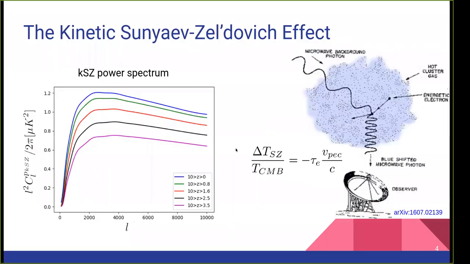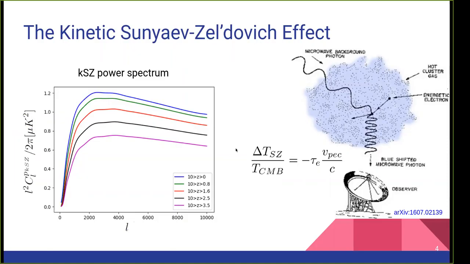So the kinetic SZ effect is, well, this diagram describes it. As I said, it's a CMB photon that scatters off an electron as shown in the diagram, and then you have a Doppler shifting of that CMB photon as a result. The equation is just a basic equation for the KSZ where tau_e is your optical depth, v_peculiar is your peculiar velocity, and c is your speed of light.